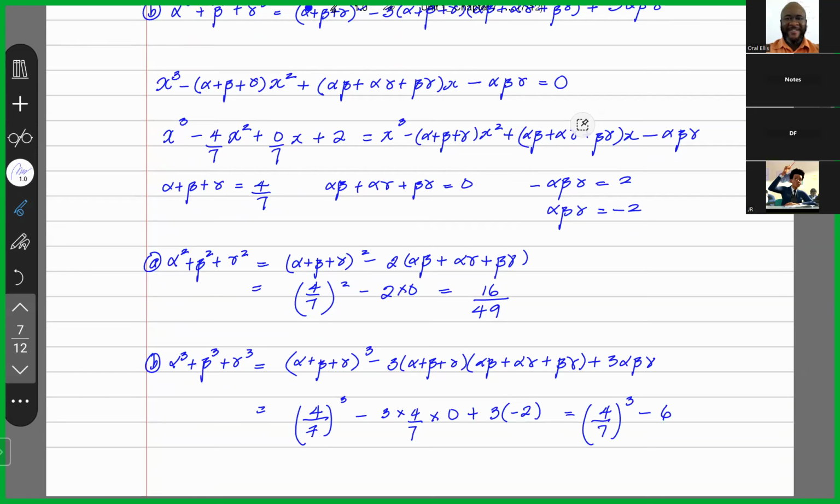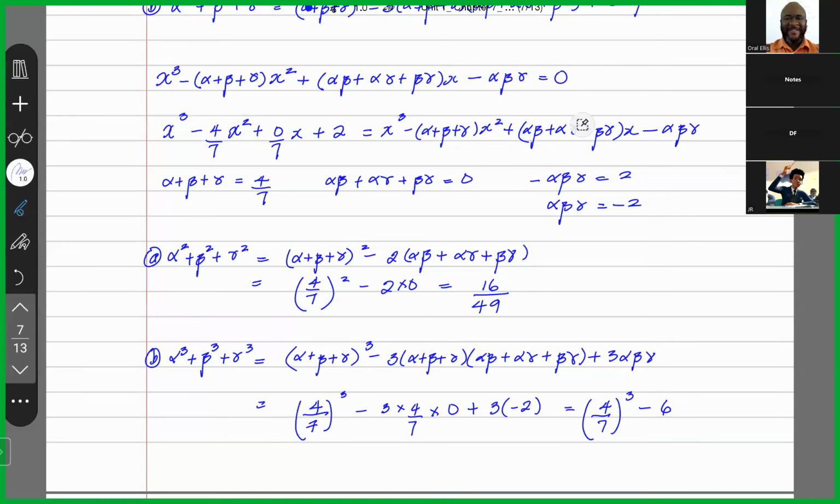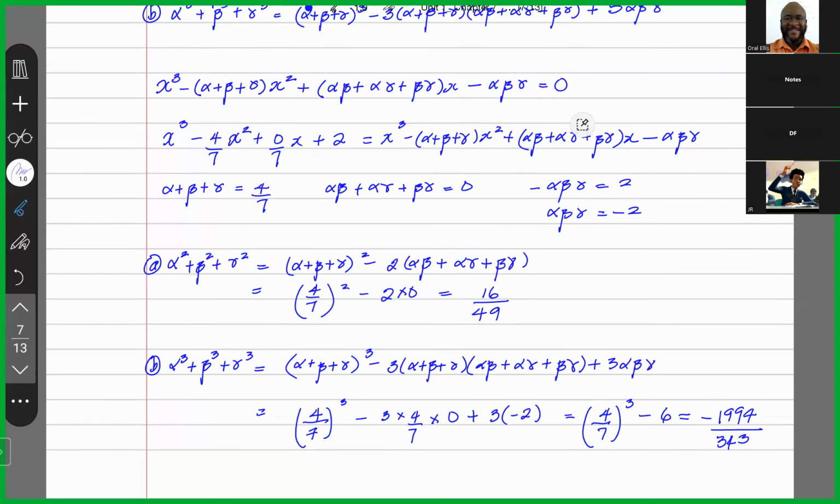Now all we have to do is just put that in our calculator and get our answer. All right, so the result works out to be minus 1994 over 343. So alpha cubed plus beta cubed plus gamma cubed is equal to minus 1994 over 343.